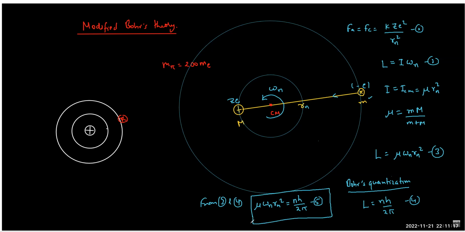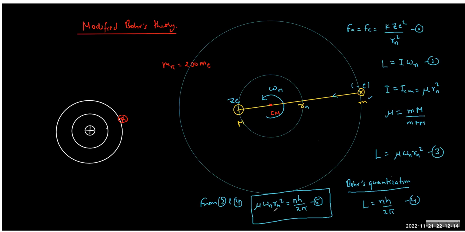You can see every equation that we started with will start getting modified. So the mvr was nh by 2 pi. Now it is mu omega n Rn squared. The next question is how to write the kinetic energy. So what is the kinetic energy of the system? In rotation, we write the kinetic energy of a system which behaves as a rigid body as half I omega squared. So if we substitute the value, I was mu R squared, and this will become omega n squared. And we can replace it in terms of Rn, because you can see omega n equals how much? nh by 2 pi mu.